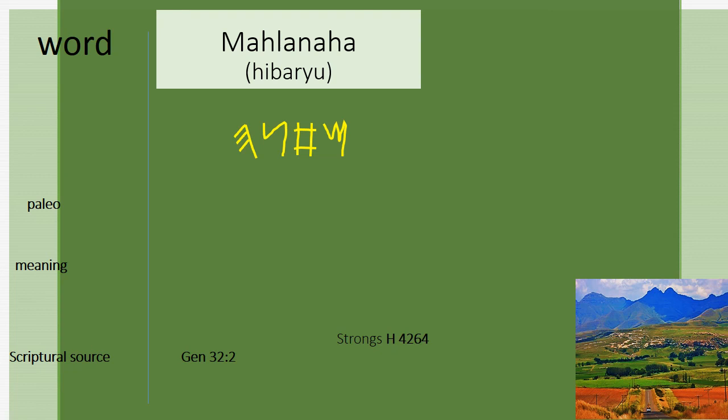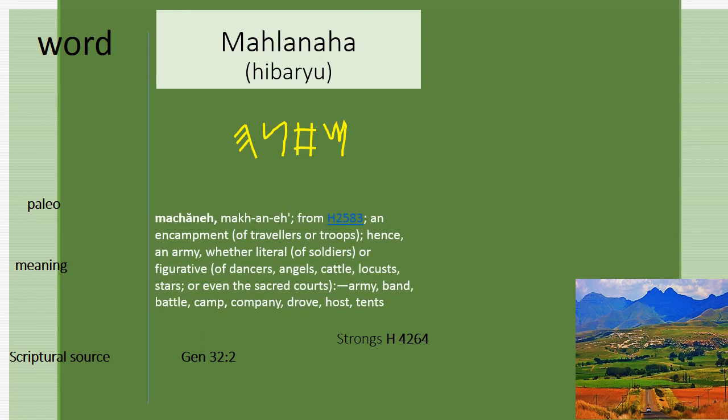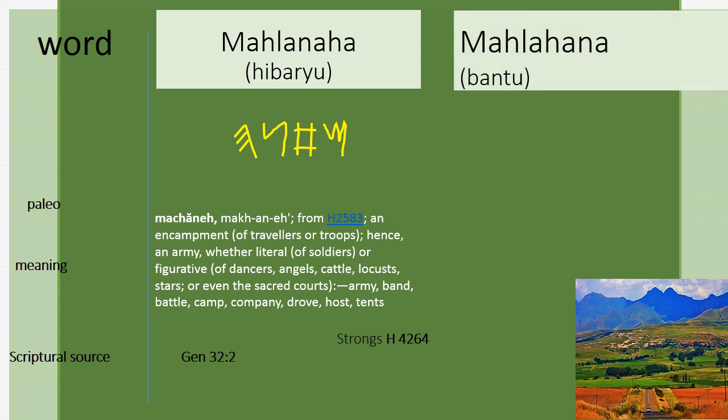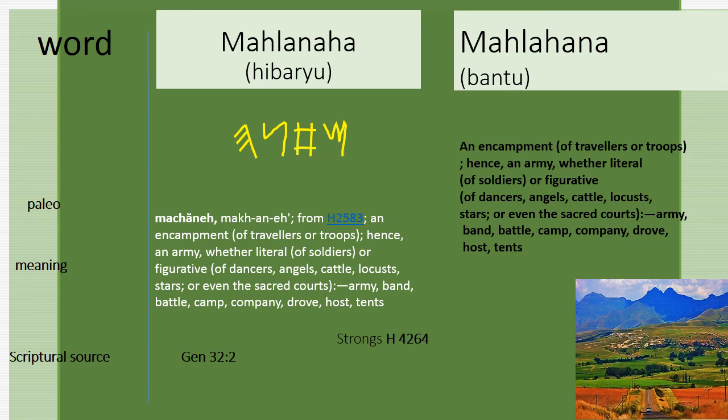Mahlanaha is a Hebrew word which means an army, literal or figuratively, of soldiers, of malaikas, cattle, locusts, stars, hosts, etc., according to Strong's. This word is similar to a Bantu word, mahlahana, which in description is no different from mahlanaha, a Hebrew word. So these two words have the same meaning and are similar, although there seems to be a difference between mahlanaha and mahlahana, confined to the last two syllables of the two words, naha and hana. In reality, this is simply as a result of linguistic distance.